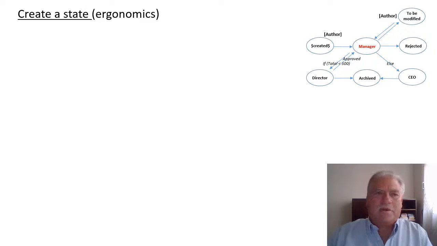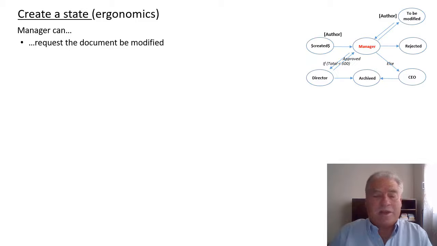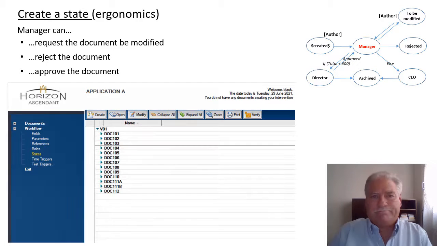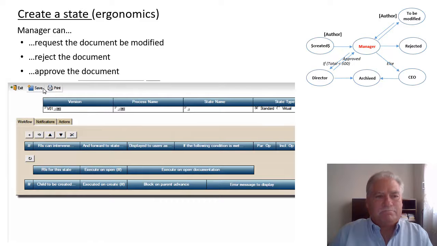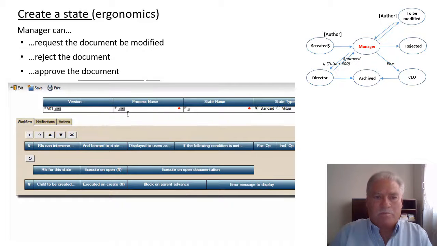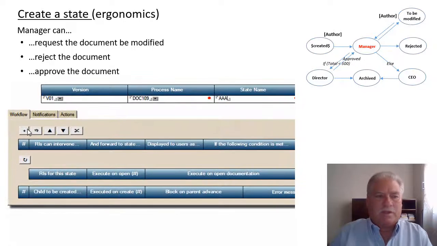So let's take a look here. We're going to create a state in the new system to show you how that works. This is our classic example of a manager sending it back to the author for modification, rejecting it, or approving it. And it gets routed based on the amount in total, either to director or CEO. So this is the error system that we now have in the system. It's used throughout. With those red dots, it will indicate the fields in question, dialog box containing the relevant message.